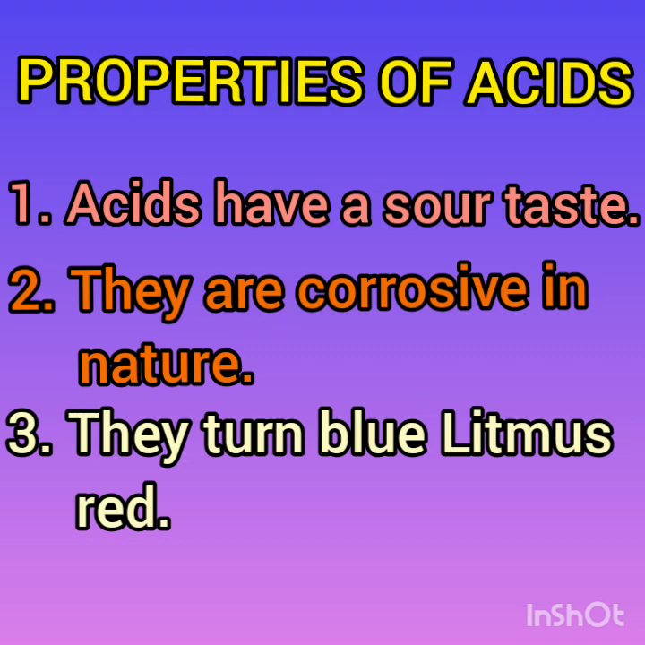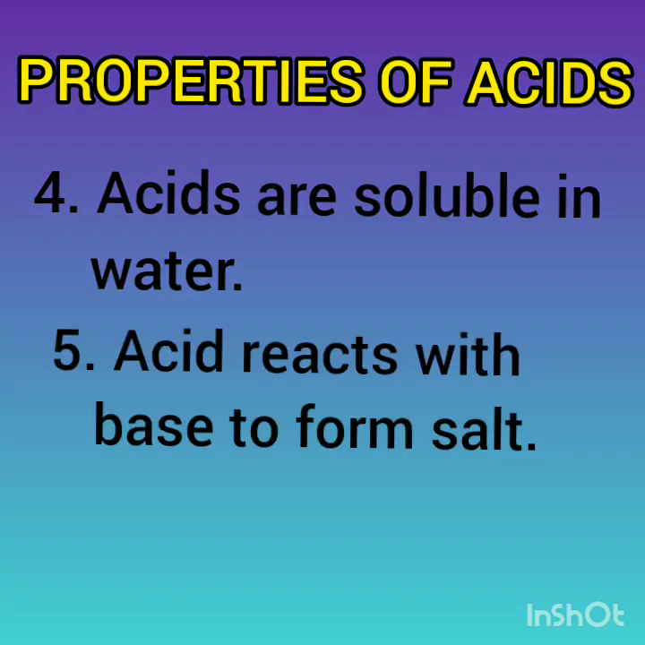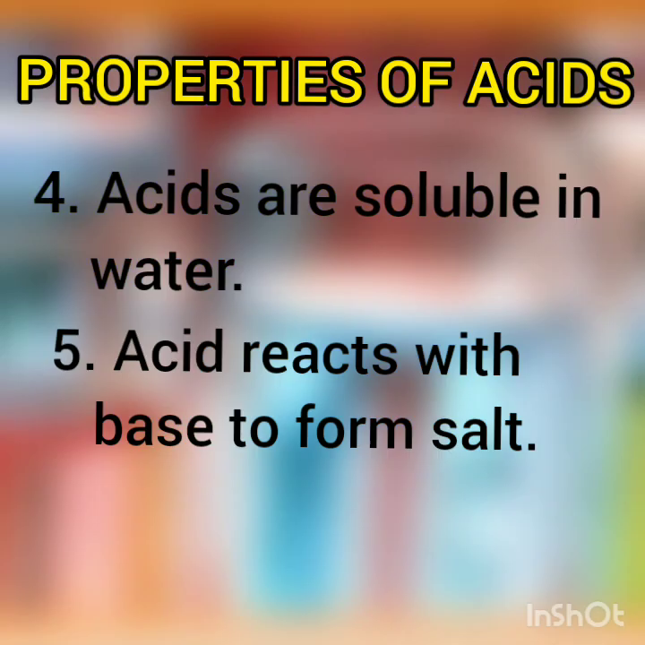They turn blue litmus red. About litmus, I'll further explain you in the topic indicators. Acids are soluble in water. If the amount of water present in the acid is in more quantity, it is called a dilute acid. If the amount of water is in less quantity, it is called a concentrated acid. Acid reacts with base to form salt. The process is called neutralization.